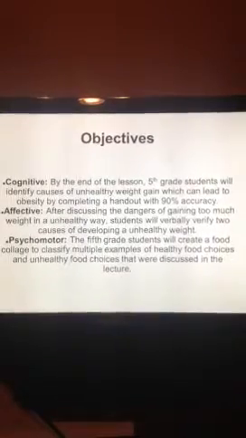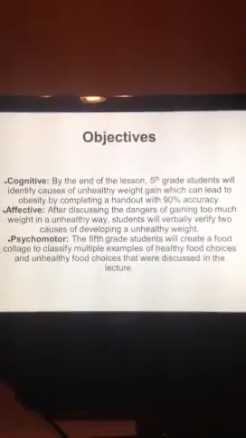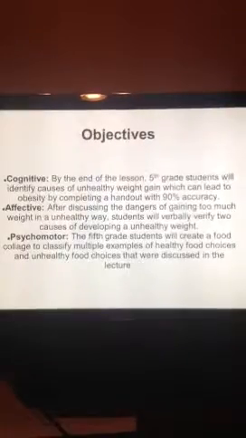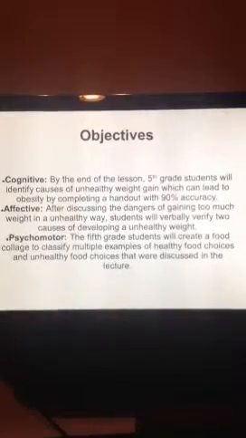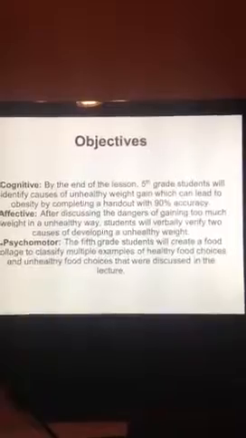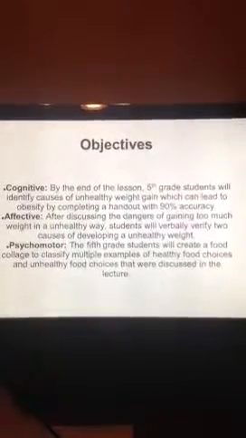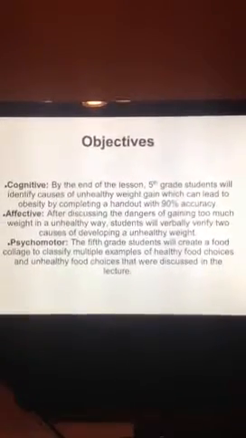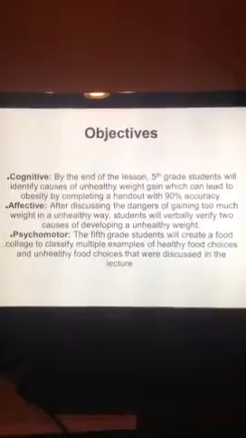Our second objective is an affective objective. So after discussing the dangers of gaining too much weight in an unhealthy way, you all will verbally verify 2 causes of developing an unhealthy weight.